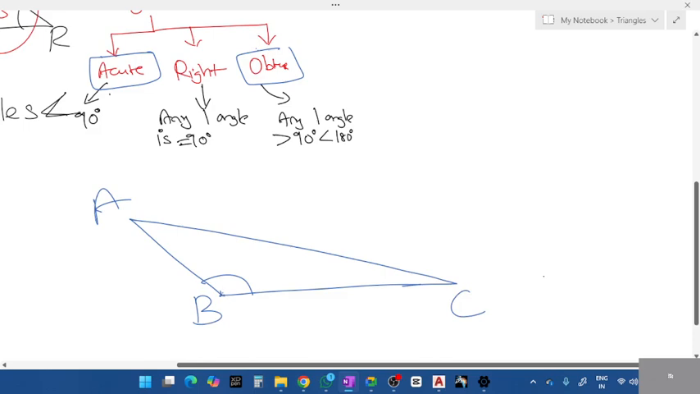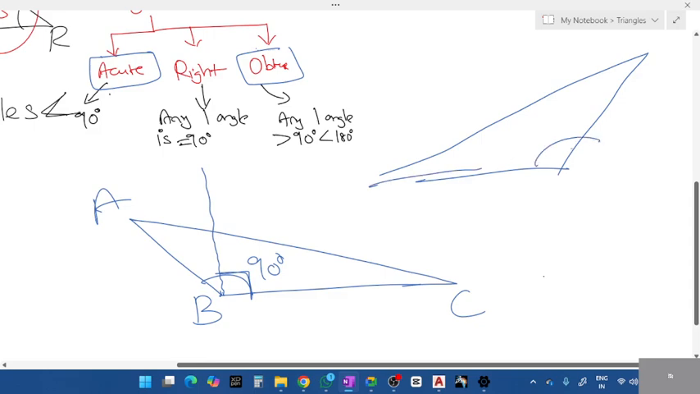Greater than 90. I draw a 90-degree line. Look, this would have been a 90-degree line, but angle B is greater than that. So all these kinds of diagrams are obtuse angles. It is greater than 90. It can be 110, 120, anything. But the sum of all three angles should be equal to 180. That is the concept.